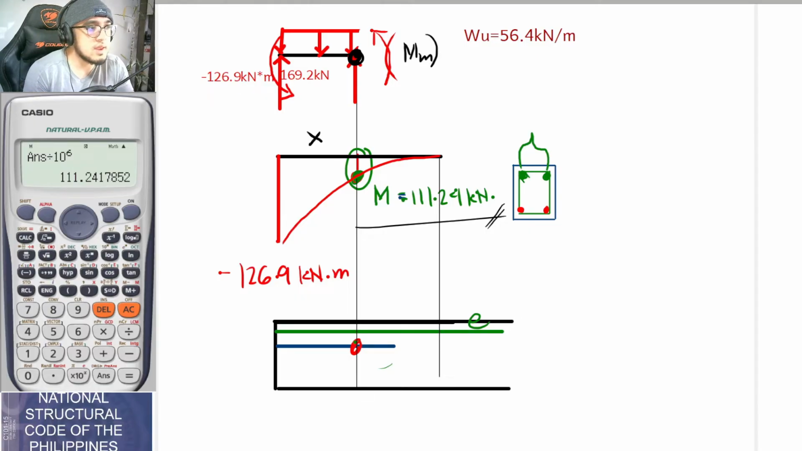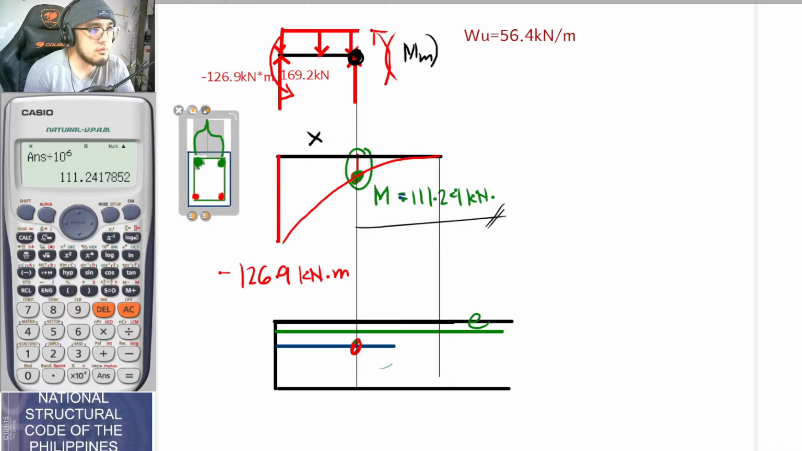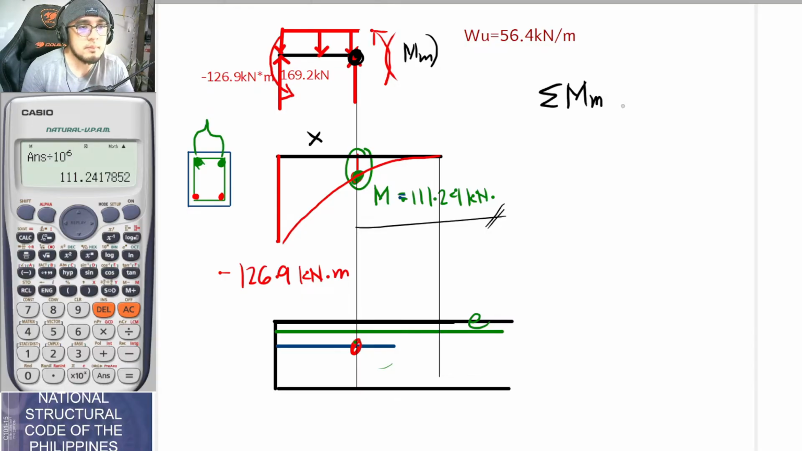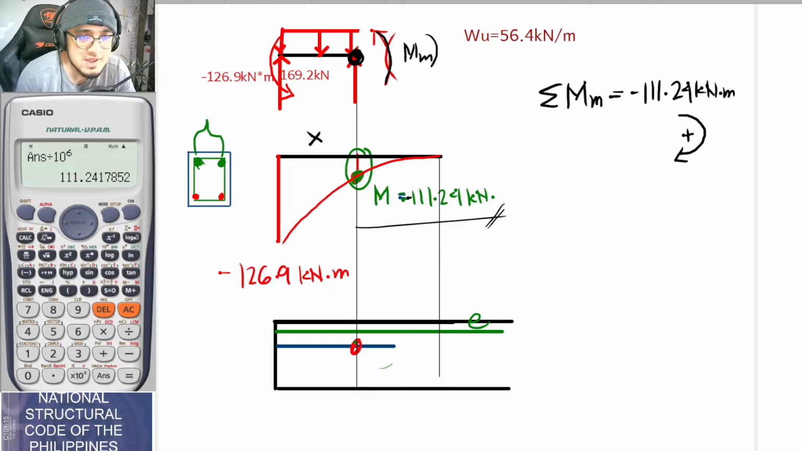Sorry. So with that, guys, I will once again be moving this to the other side so that I would have space. So the summation of moment at M should be equal to negative 111.24 kilonewton meter. Why negative? Well, basically it is here. As you can see, if this is negative, counterclockwise, it means that clockwise is to be positive.